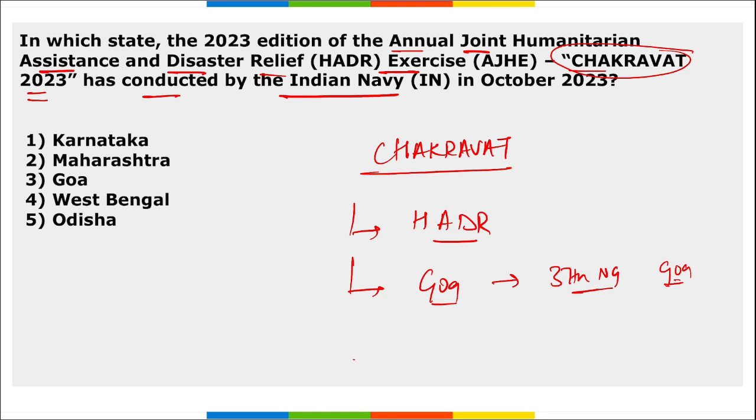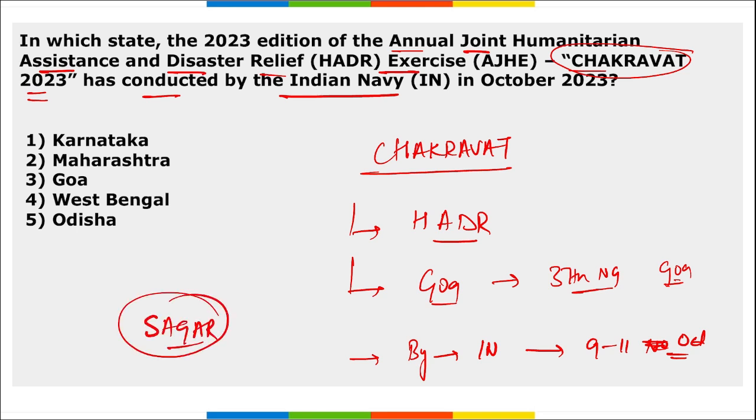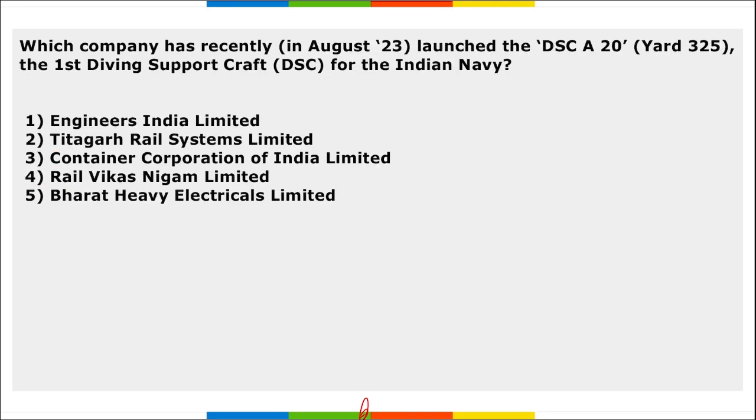And this Chakrawat was conducted by whom? It was conducted by Indian Navy, and it was from 9 to 11th of October, right? And this is a HADR exercise, that is Joint Humanitarian Assistance and Disaster Relief Exercise, correct? And one more thing, remember, this was held under Sagar initiative. What is Sagar? Security and growth for all in the region. I repeat, security and growth for all in the region. This is the Sagar. So right option here becomes option 3.